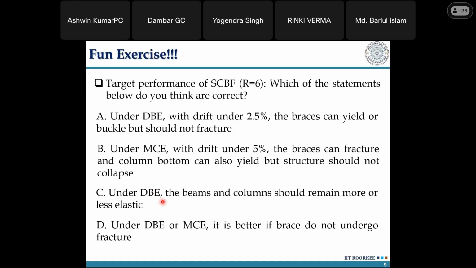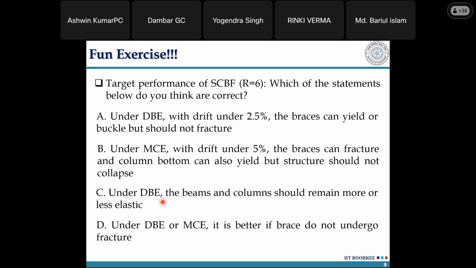And under DB level, beams and columns, what about them? They should remain more or less elastic. I mean, no non-linearity should come in the beam column element. But under MC level, yes, some amount of yielding can come in the members, like at the base of the column, it can come.